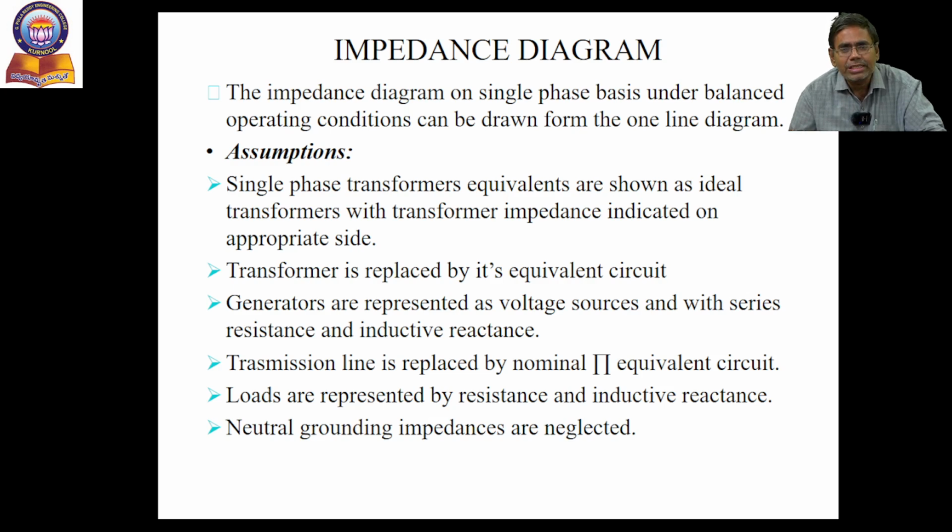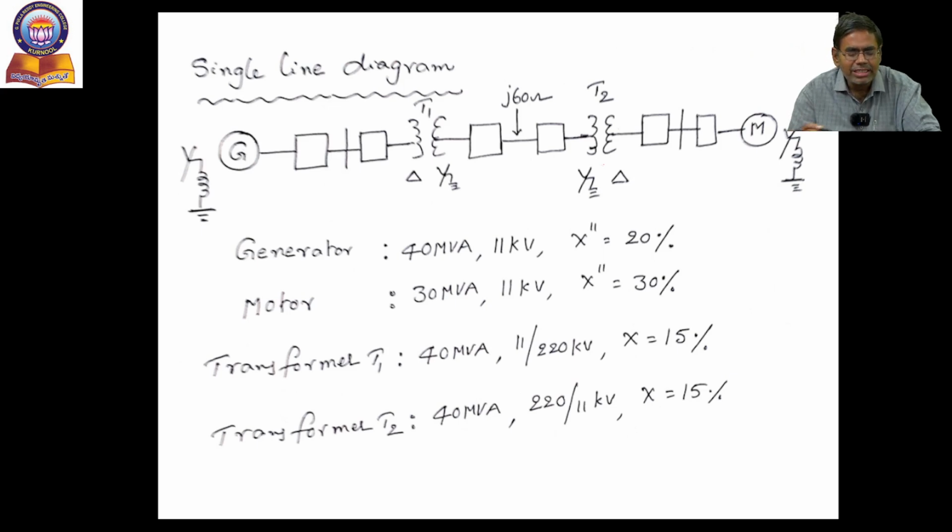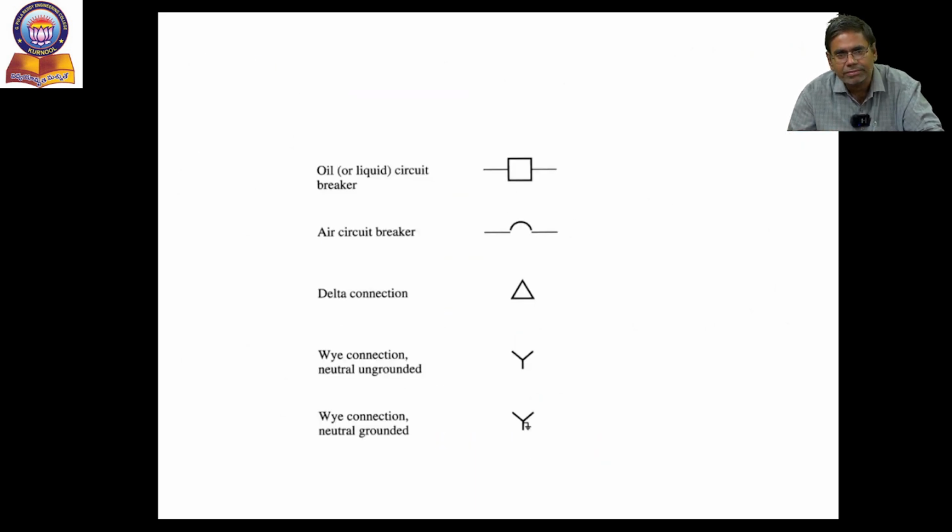That is nothing but the impedance diagram. In this diagram, the generator is represented as a constant voltage source behind the proper impedance, and the transformer is represented by its equivalent circuit. The transmission line is represented by the nominal pi method, the equivalent nominal pi circuit. Another transformer is represented by its equivalent circuit, and motors are represented as resistance and inductance connected in series. That is the representation of a single line diagram as an impedance diagram.